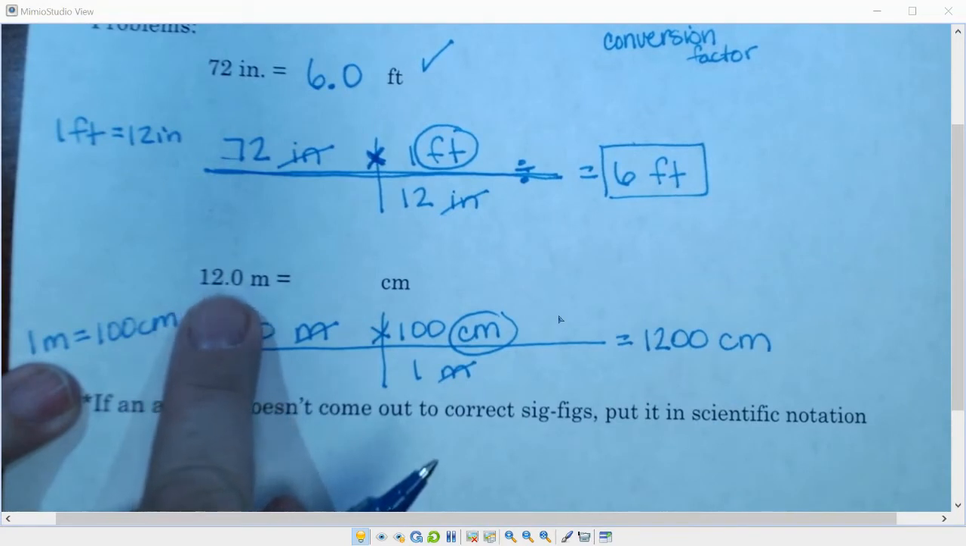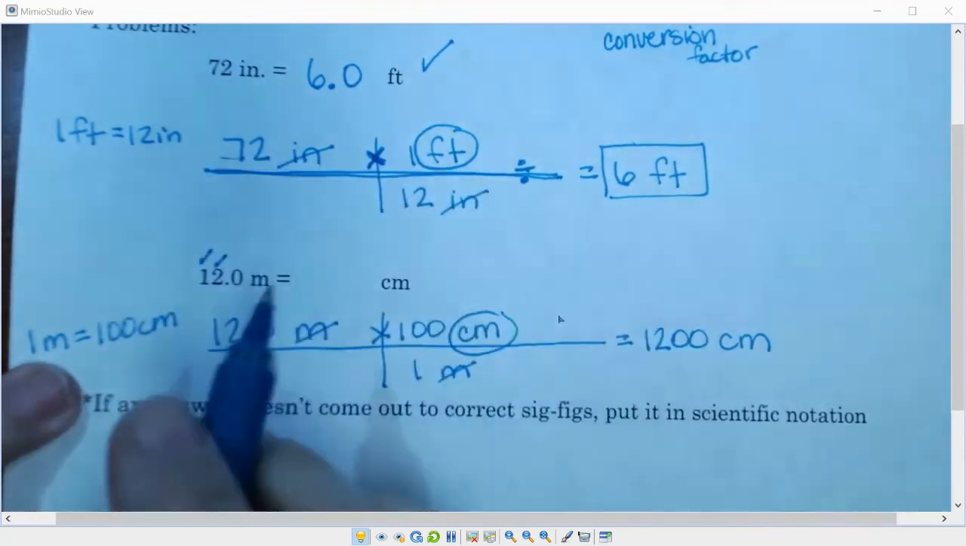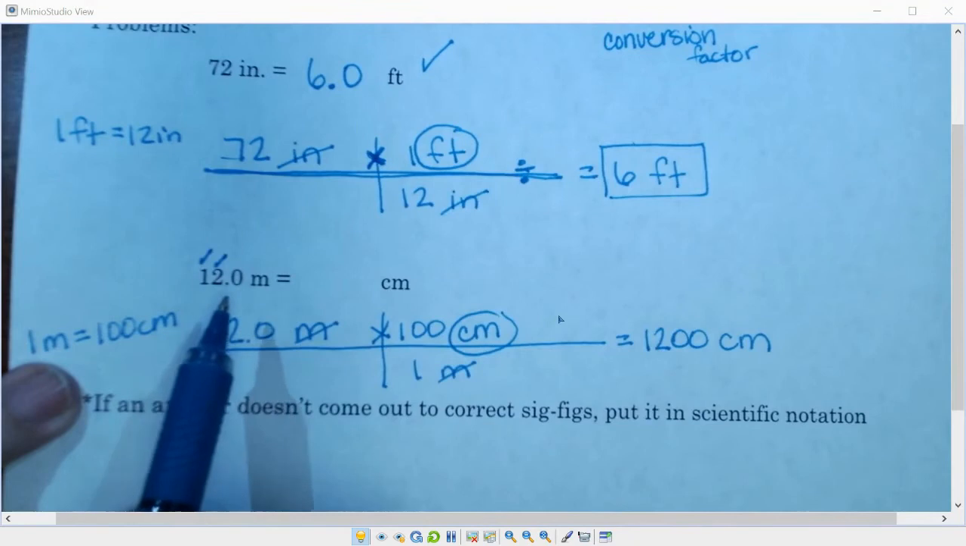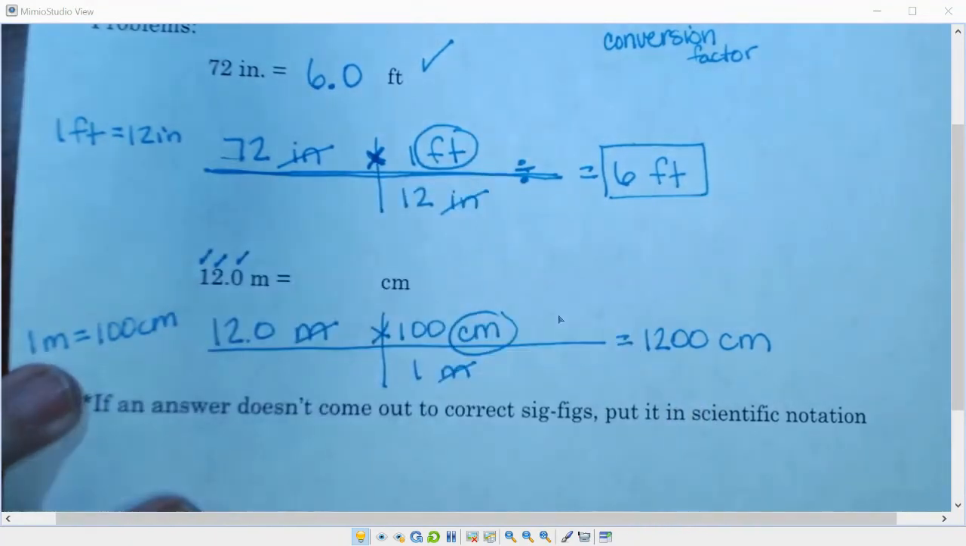12.0 contains 3 sig figs, the number 1, the number 2, and since this 0 is at the end of this number, it does count as a sig fig. So how do I get the number 1200 to contain 3 sig figs?